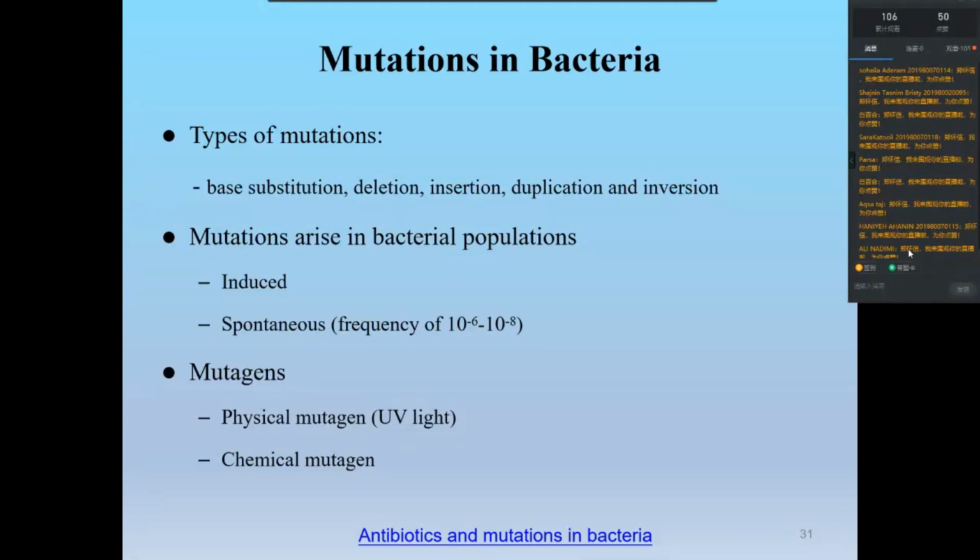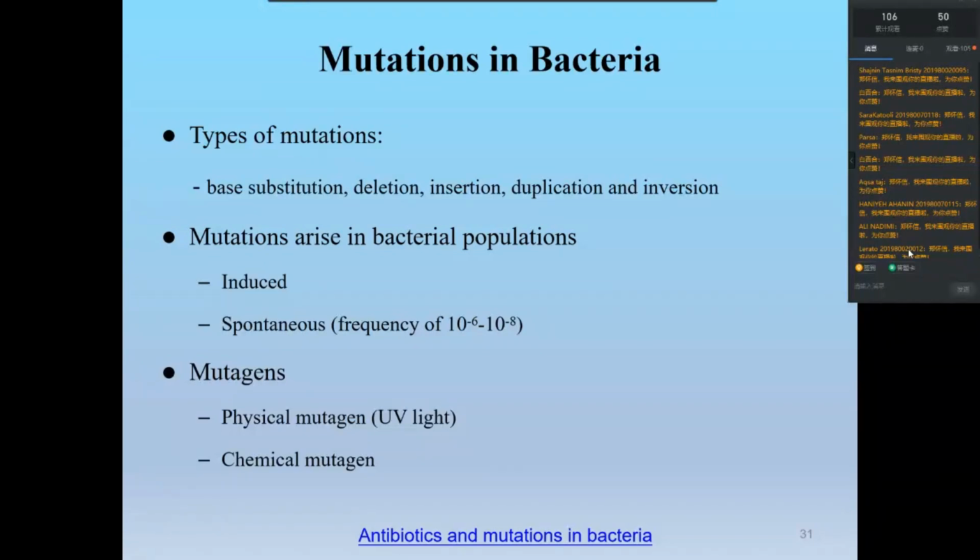Physical mutagens include UV light. When you shine UV light on the DNA, it will change. So this we call the physical mutagen. Another is chemical mutagen. Some chemicals, such as the chemical we mentioned previously, like glutaraldehyde, can make the DNA change or make mutations on the DNA. So these are the chemical mutagens.